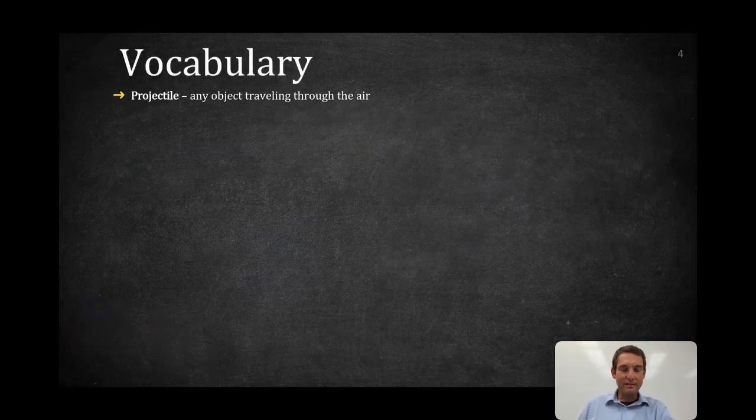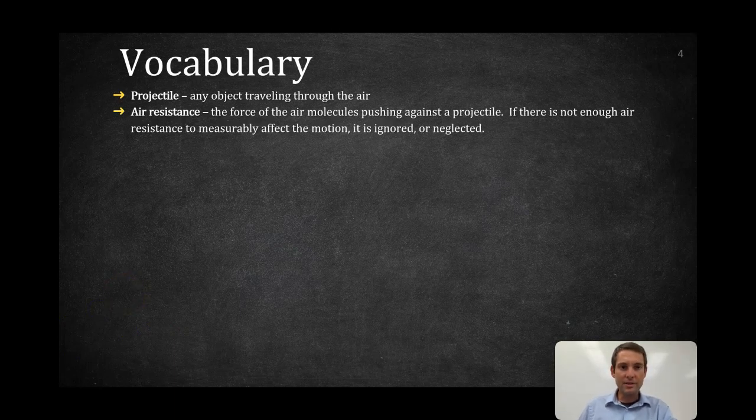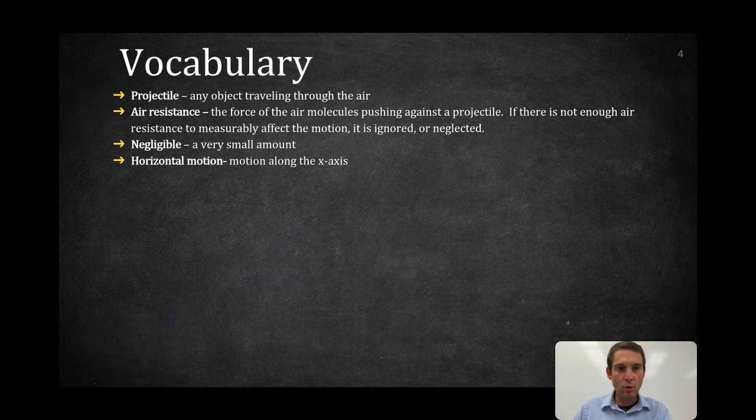Projectile just means it's an object that is moving through the air. Air resistance is the force of the air molecules pushing against a projectile. If there's not enough air resistance to measurably affect the motion, it is ignored or neglected. Negligible is a word I will use. It means a very small amount. Horizontal motion means motion along the x-axis, while vertical is motion along the y-axis.